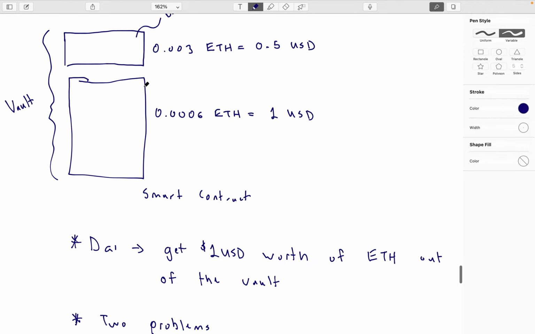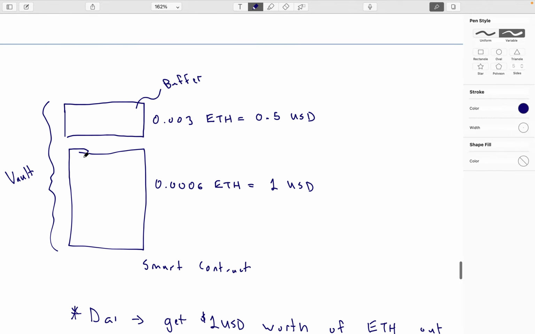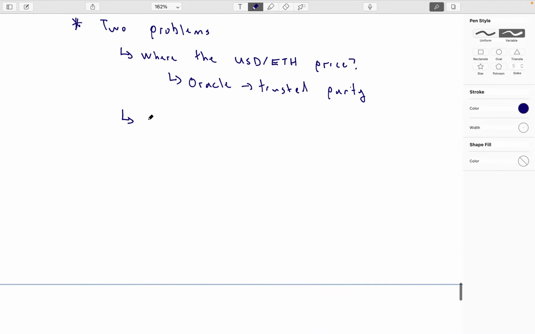The second problem you have is, well, what if the price of ETH goes down so much that not only do you have to give the person all of the money here, you have to give them all the money here, and then even if you add these things up, what started as $1.50 US is now worth 90 cents or something like that. So it eats up the whole buffer as well.